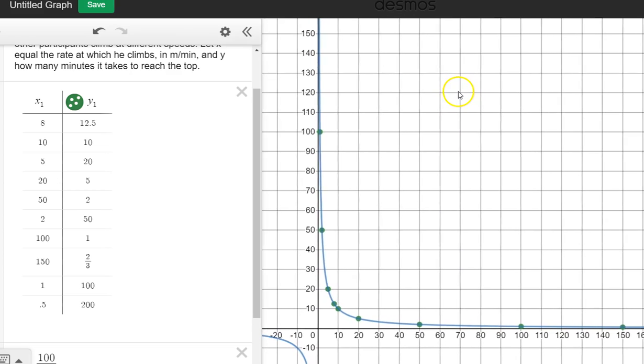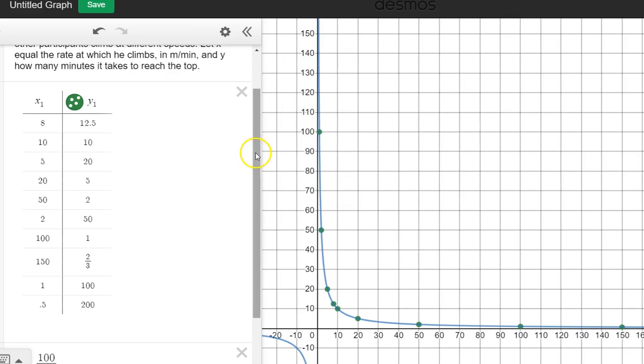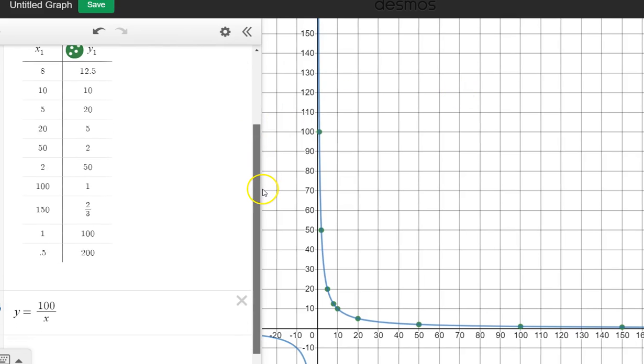Now let's think about what happens. Can we ever reach a place where it takes no time at all, like 0 minutes to climb? They would have to climb infinitely fast for it to take 0 minutes. There's no way for it to take 0 minutes for them to climb to the top. You couldn't go fast enough to have 0. You'd have to be like the Flash or something. And even then it didn't take 0, just a very, very short amount of time.